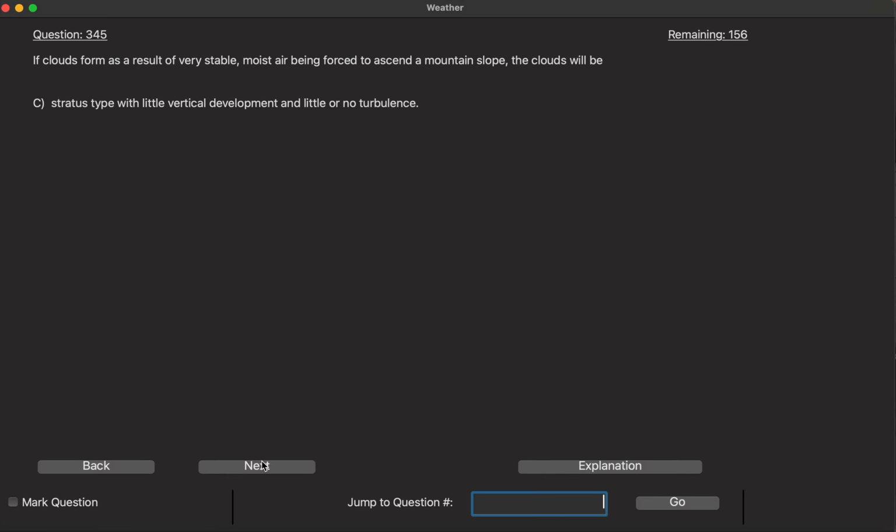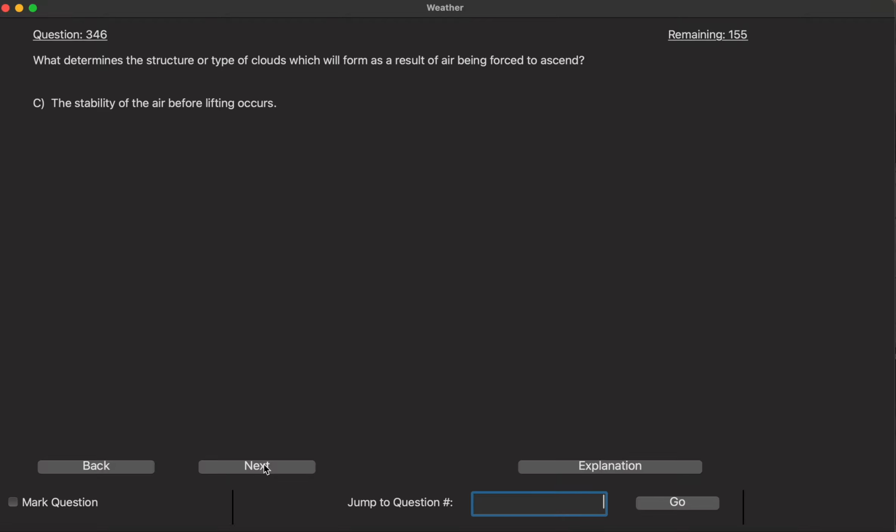If clouds form as a result of very stable, moist air being forced to ascend a mountain slope, the clouds could be stratus type with little vertical development and little or no turbulence. So very stable, moist air being forced to ascend a mountaintop, stratus type clouds with little vertical development and little or no turbulence.